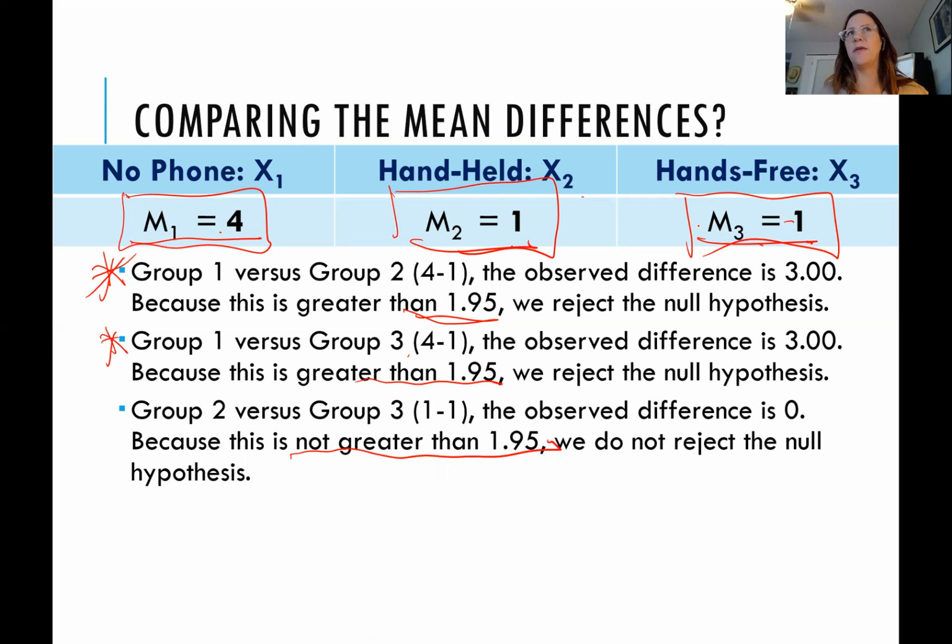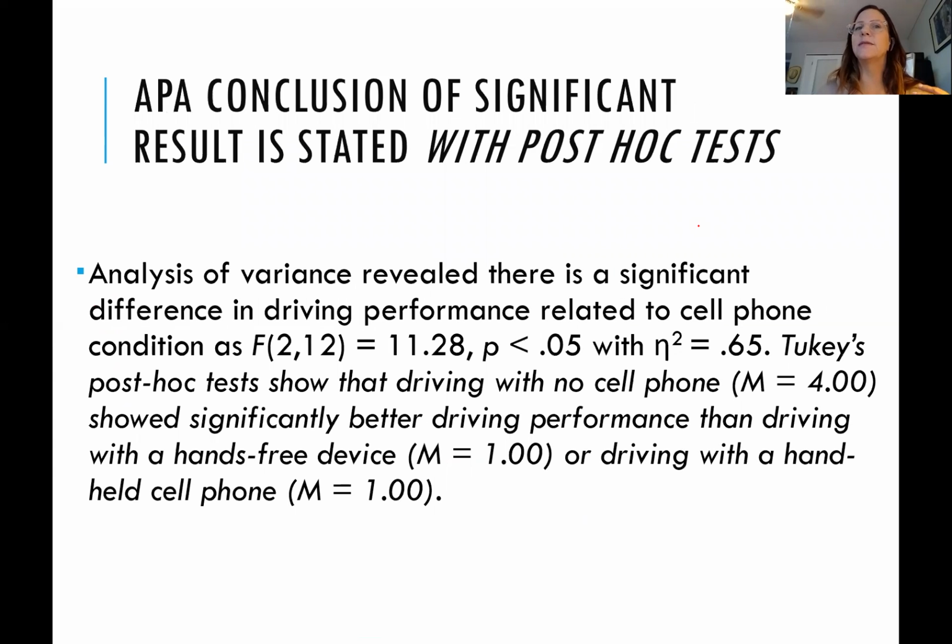So basically that's what we need to implement into our APAs after our APA statement. So here is our APA conclusion, and this is with post hoc tests. So first and foremost, this first sentence right here is your APA result for your overall ANOVA, okay? For just the overall ANOVA. Analysis of variance revealed there is a significant difference in driving performance related to cell phone condition as F, and we use the degrees of freedom that we use to look up our critical value.